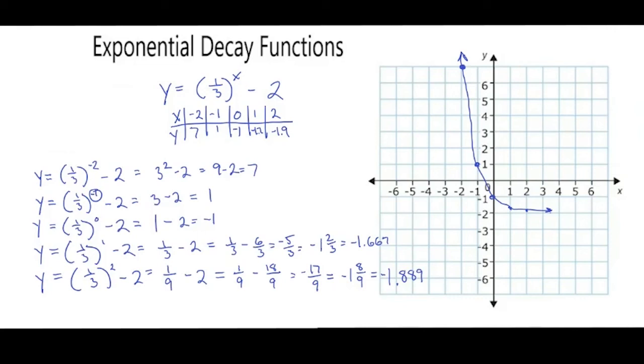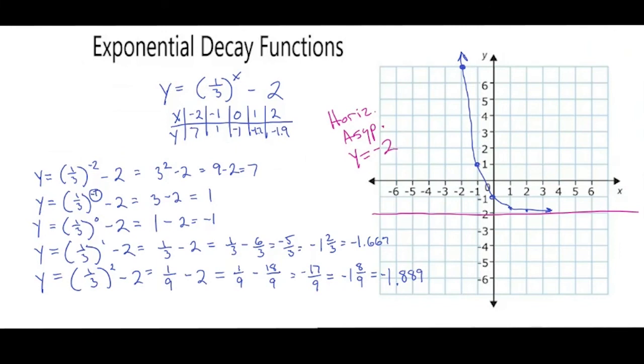But we also need to describe the horizontal asymptote. You'll notice that at the line y equals -2, our curve is always approaching that line, but never crosses it. So we'd say that our horizontal asymptote is y equals -2.